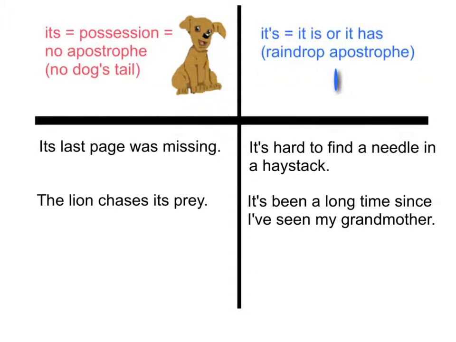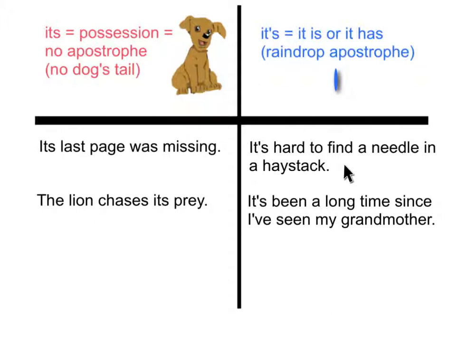I'm concluding the video with a few more examples. In this sentence, its does not need an apostrophe because the sentence says its last page was missing. Its apparently refers to a book. Perhaps earlier in a paragraph they were talking about a book being damaged, and then the last sentence says its last page was missing. In another book, the sentence "the lion chases its prey" appears. In this case, the prey is possessed by the lion who's about to catch it.